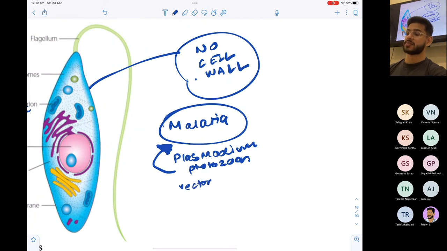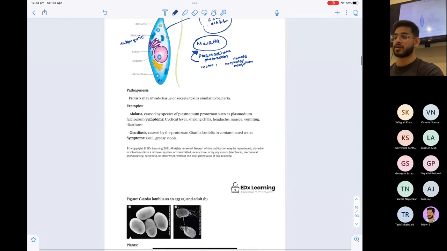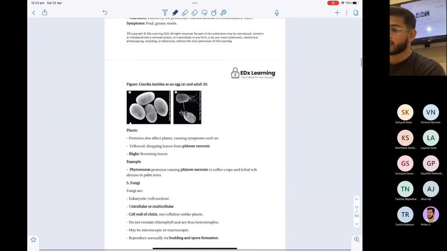Vector. Now, there is a specific vector. It's not just any mosquito, and you need to know this. For malaria, it's female Anopheles mosquitoes. Anopheles is a type of mosquito. Now, the mosquito doesn't have to be pregnant, but it's only the female that can carry the plasmodium protozoan in their digestive system. Does that make sense? Good, so not any mosquito can give you malaria. It's a vector transmission. Very good.